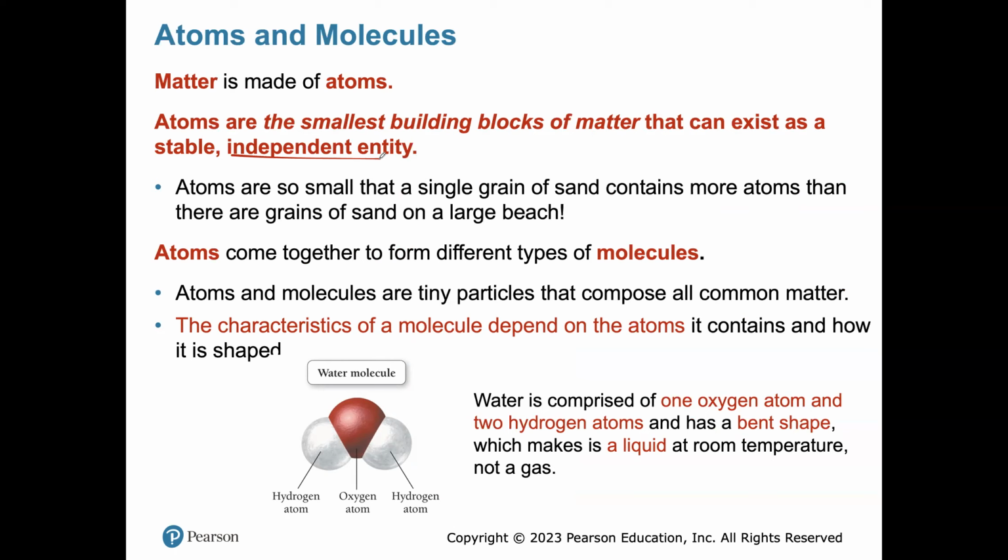Atoms are so small that a single grain of sand contains more atoms than there are grains of sand on a large beach. When atoms come together, they form different types of molecules, including elementary molecules or molecules made of different types of atoms. Atoms and molecules are tiny particles that compose all common matter, and the character as well as properties of a molecule depend on the atoms it contains and how it's shaped.